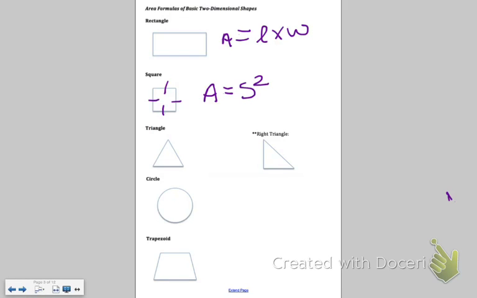When it comes to a triangle, there's a reason that we have two different triangles on this sheet. For some triangles, if they're not at a right angle, we're going to be taking the vertical height, which goes from one point at the top to the base. So this would be the vertical height of that triangle. In a right triangle, we're going to be looking at the leg that's going straight up and down as our height.